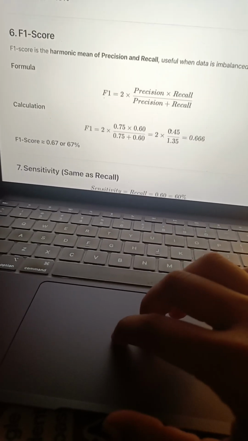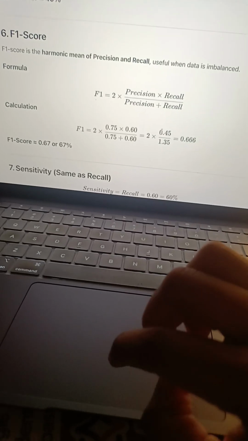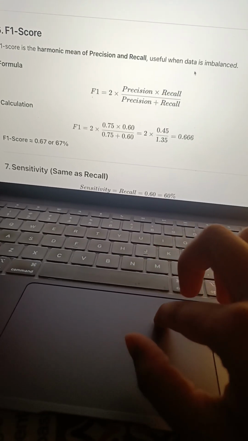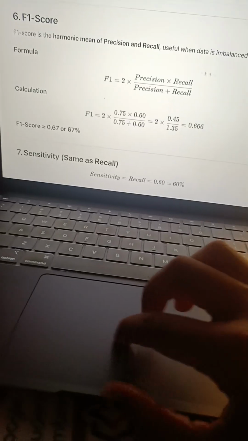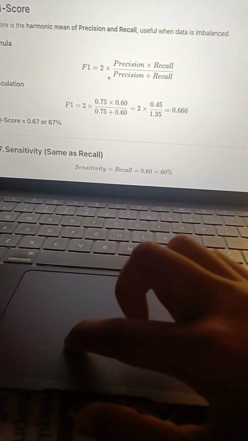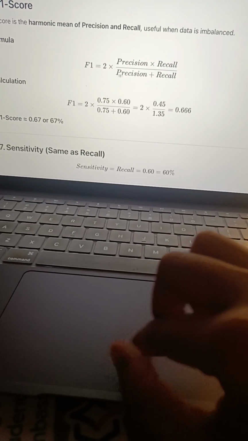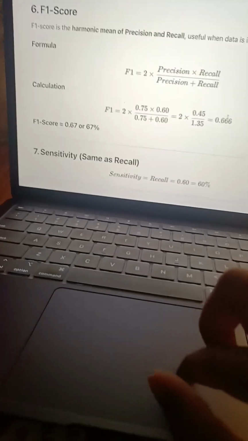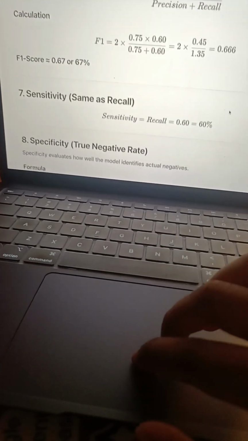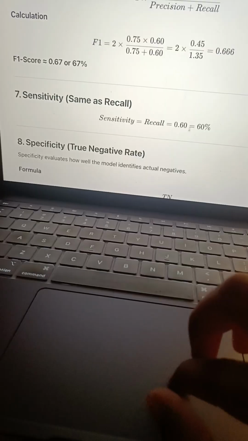Talking about the F1 score, it is the harmonic mean of precision and recall. It is useful when data is imbalanced. Here the F1 score is calculated as 2 into precision into recall divided by precision plus recall. This is the formula and this is the answer for the given data, which is 0.666. Now sensitivity is the same as recall, so its value will be the same, which is 60%.